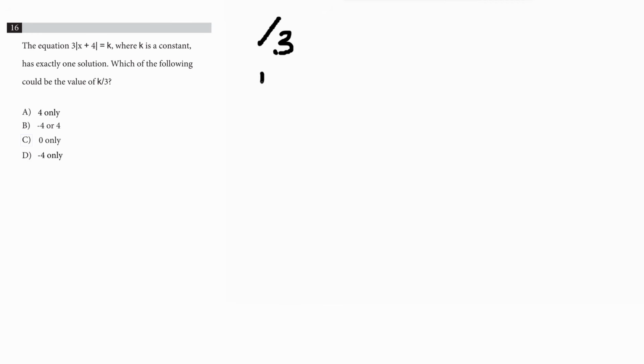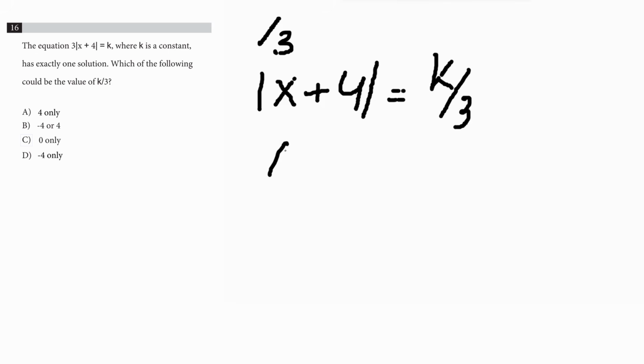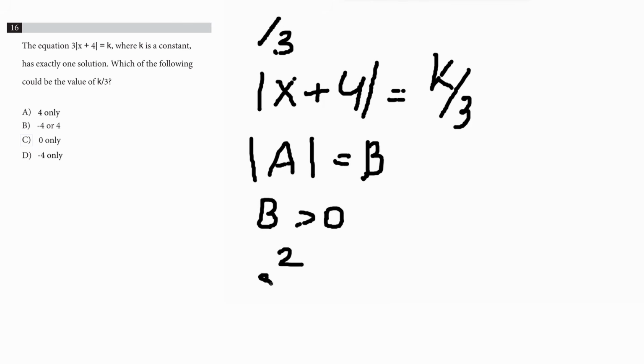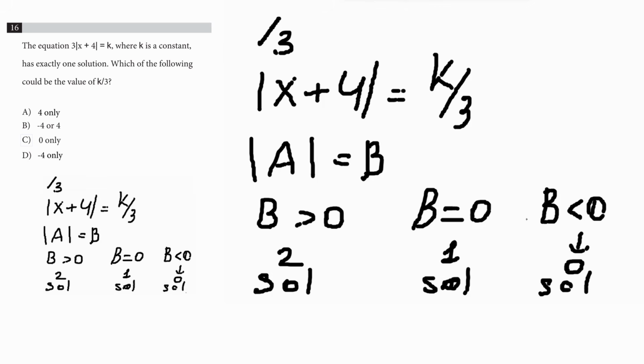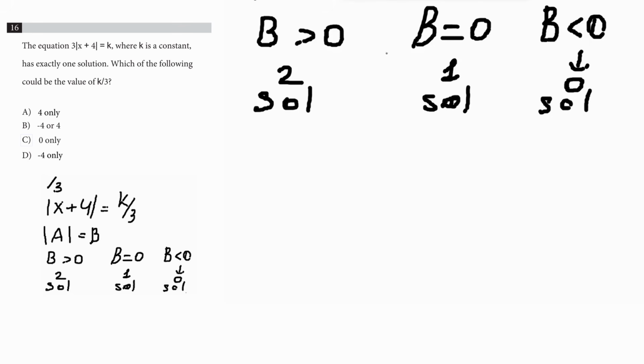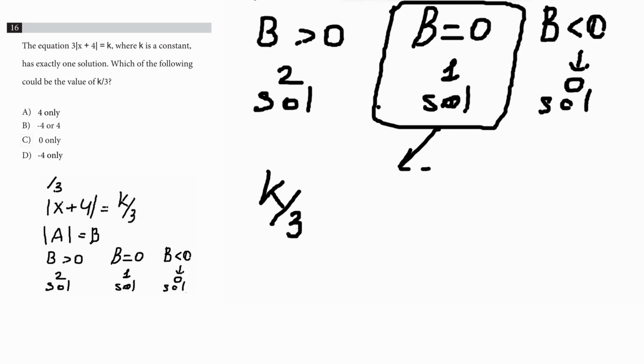So here we have an absolute value equation, and we are going to divide both sides by 3. So we're going to get x plus 4 in absolute value equals k over 3. And from here, in standard form, if b is more than 0, there are 2 solutions. And if b is equal to 0, then there is 1 solution. And if b is less than 0, then we have 0 solutions. And in this case, we want exactly 1 solution here. So that's why k over 3 is going to equal 0.